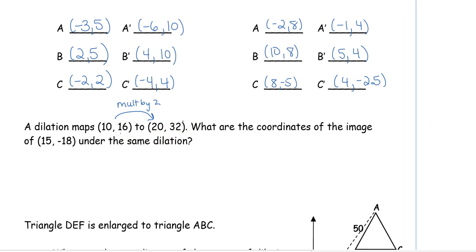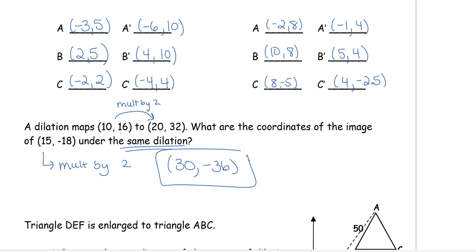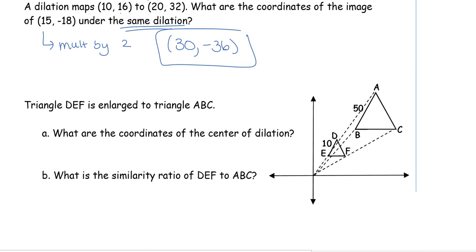Every single time, the x and the y have to be multiplied by the same number. If you don't multiply by the same number, you're changing the shape and it's no longer a dilation. So if I want to do the same dilation, I'm going to multiply each coordinate by 2. So 15 times 2 is 30, negative 18 times 2 is a negative 36. So for these kind of problems, you want to find out what the dilation multiplier is, and then multiply that to your new points.